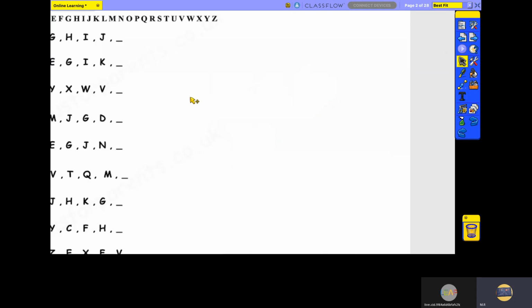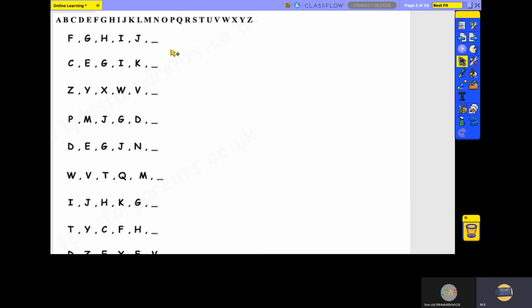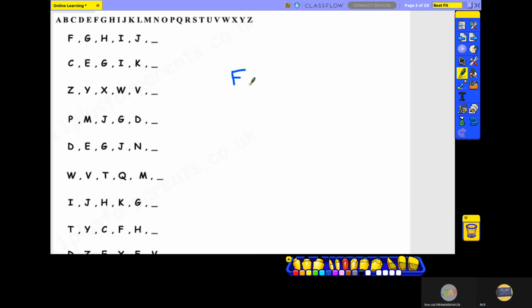Okay, in today's episode, we'll be looking at finding the missing letters to a sequence using the alphabet, which is given. All right, so let's have a look at some examples. Let's start with number one. So we write it out here and we'll see what we get. So we take a step: F, G, H, I, and finally you get J.